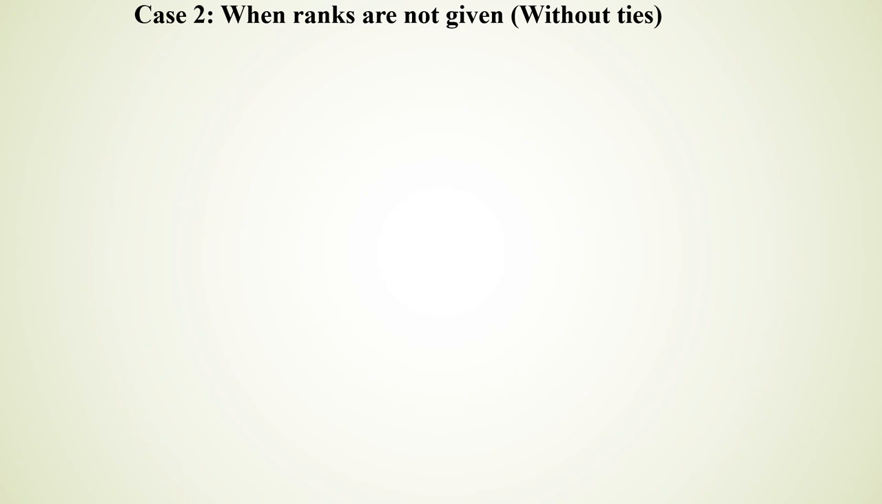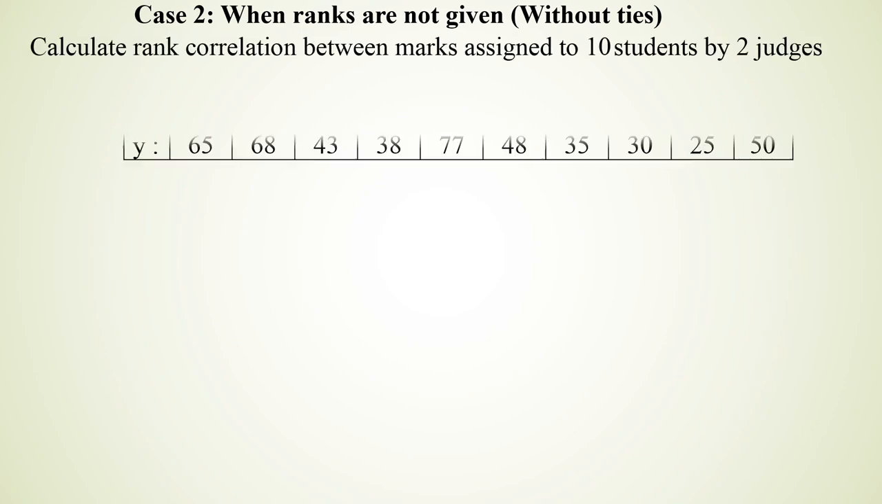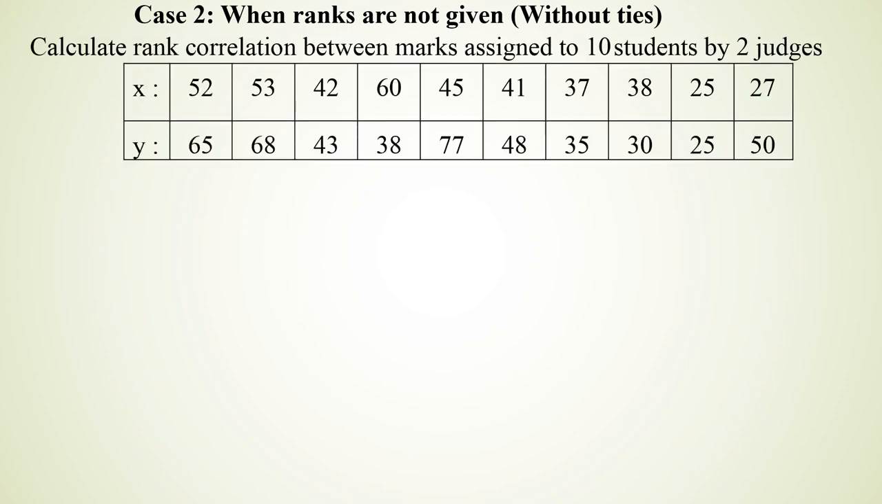Second case, when the ranks are not given without ties. And here is the problem based on it. Calculate the rank correlation between the marks assigned to 10 students by 2 judges. Over here, X indicates the marks assigned by the first judge for the 10 different students and Y indicates the marks assigned by the second judge for the 10 different students. Just observe over here, they have given the marks, not the ranks.